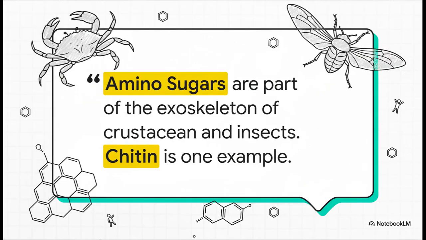And here is just a fantastic example of how powerful this is. You take glucose, you swap just one of its hydroxyl groups for an amino group, and you get something called glucosamine. Then, when you link a bunch of those units together, you build chitin, the incredibly tough, resilient material that makes up the exoskeletons of bugs and shrimp.